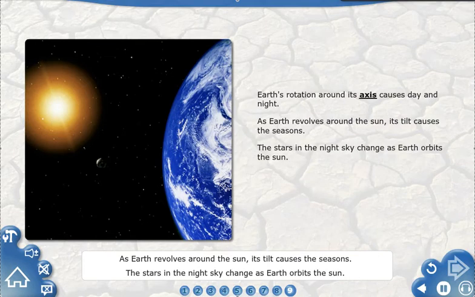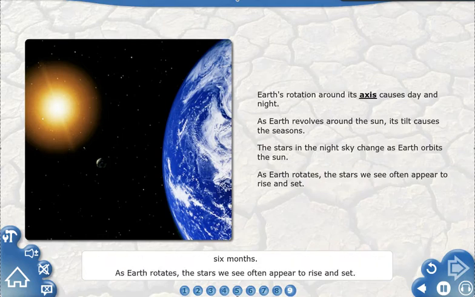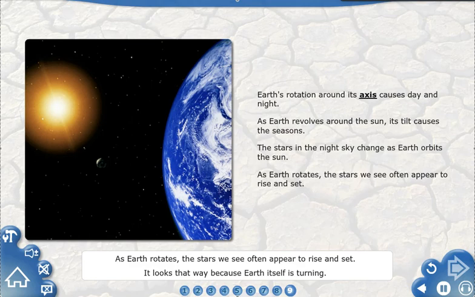The stars in the night sky change as Earth orbits the sun. So the constellations we see tonight are not the same as what we'll see in 6 months. As Earth rotates, the stars we see often appear to rise and set. It looks that way because Earth itself is turning.